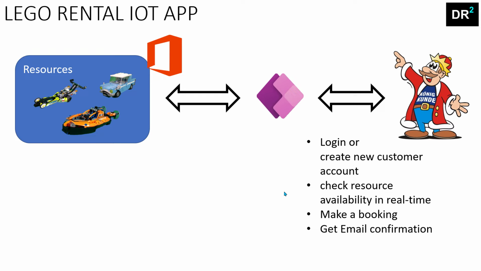The next element, in addition to resources and the Power App, is a customer. For the customer, I basically allow them to log into my app and to create new customer accounts if they are not already a customer. Also, the customer can check the availability of the resources in real time. This is basically a standard feature of this Power App that I showed you before. They can make a booking and then I send some email confirmations out to let the customer know what he booked.